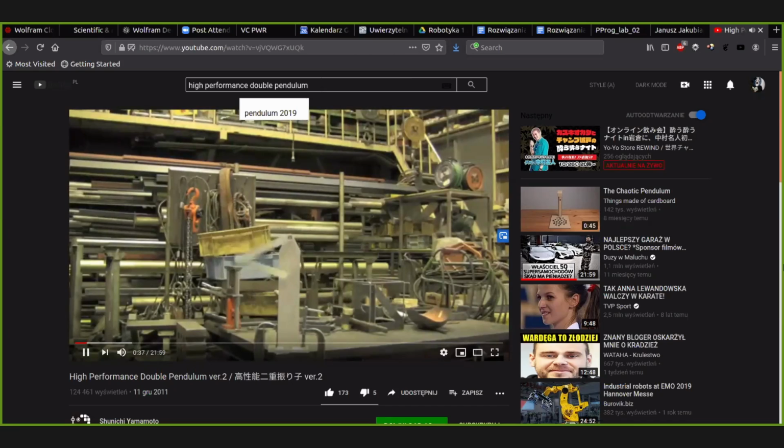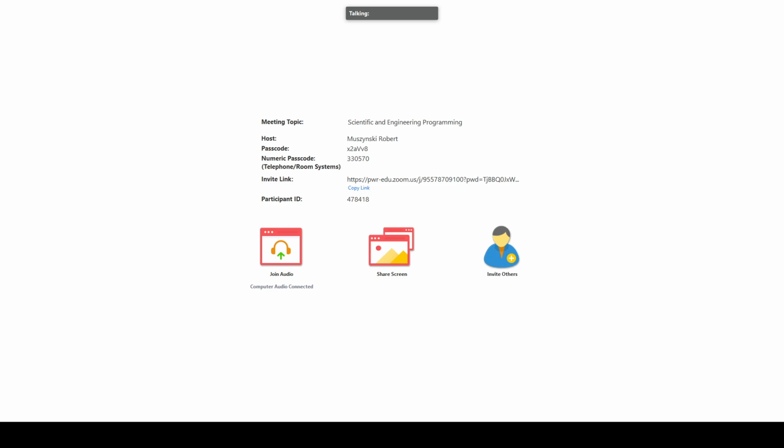Okay, so let me stop it. And we can now return to the slides in Mathematica. Where do I have it?